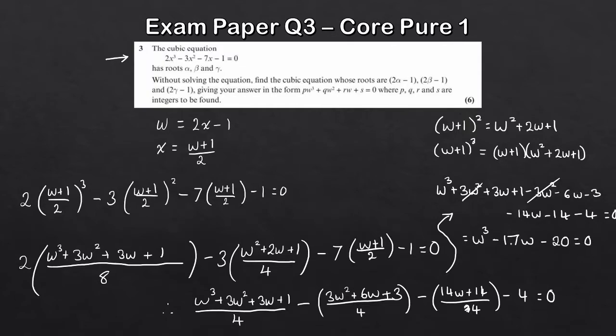And then that's it. That's the cubic equation that we needed to find there. So in that case, just matching up where the coefficients are with p, q, r and s. So that would be p equals 1, just w cubed. With no w squared there, so q is 0. R would be minus 17. And then finally s will be minus 20.